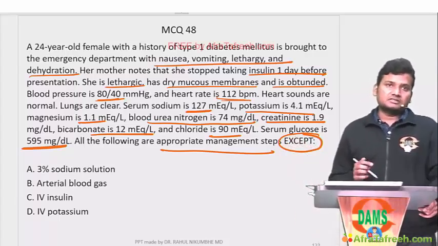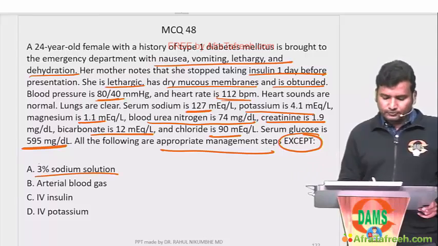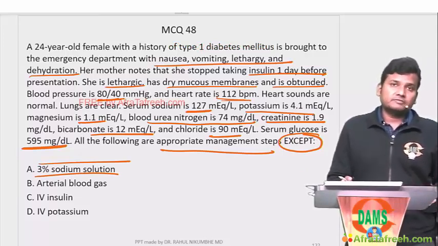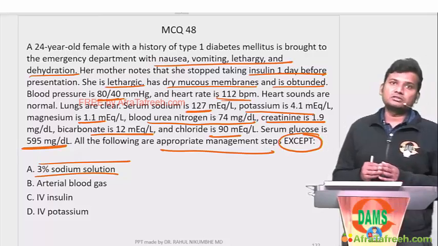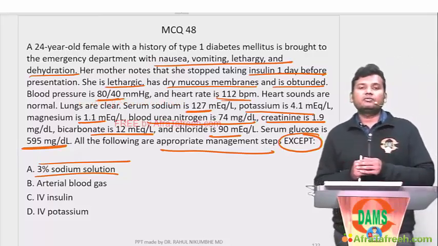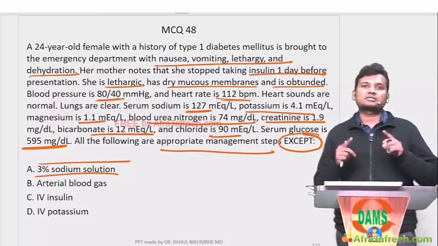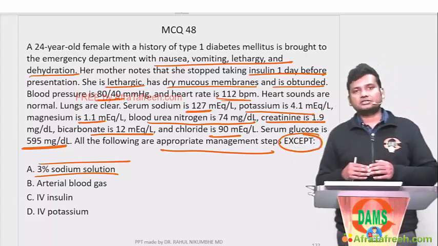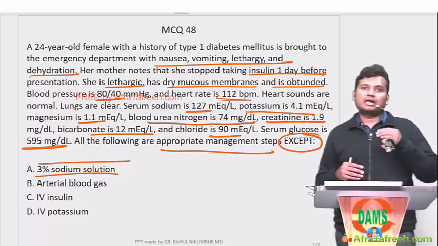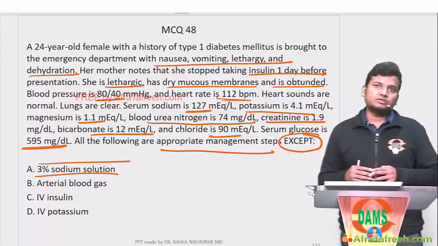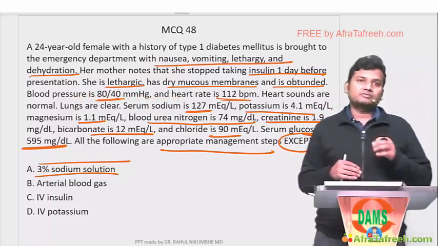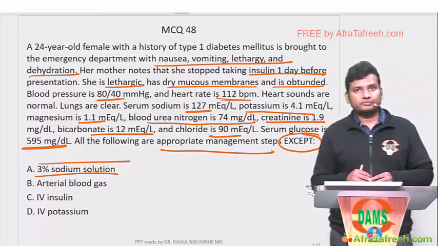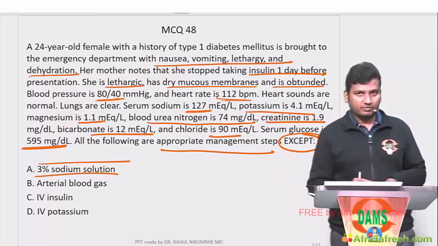Now 3% sodium solution is absolutely not required in these patients. In this patient, sodium level is decreased because whenever sugar increases, it will attract water molecules from extravascular space, and these water molecules are added to intravascular space. So it causes dilutional hyponatremia. As soon as we give IV fluid with only normal saline 0.9%, you can correct the sodium. So 3% sodium is not required.